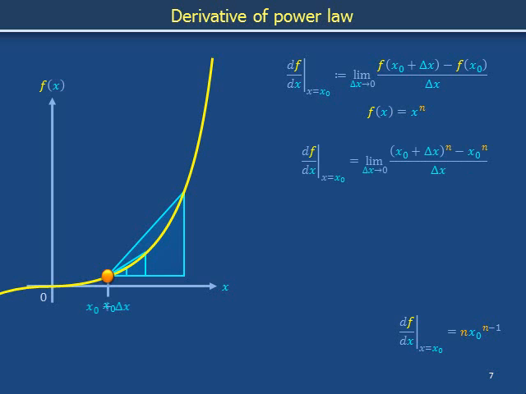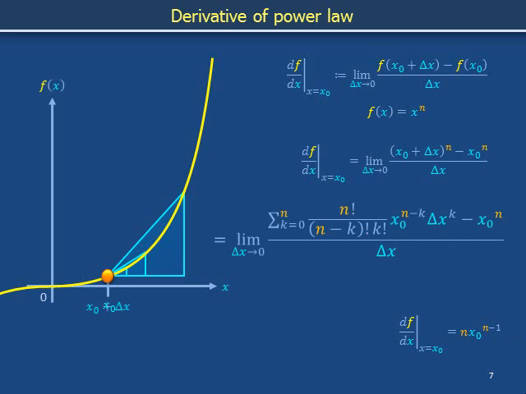Substitute the association rule f of x equals x to the n into the definition of the derivative to get df dx at x equals x naught equals the limit as delta x approaches 0 of the fraction with numerator x naught plus delta x, that quantity taken to the n power, minus x naught to the n, over the denominator, delta x. Using the binomial theorem, the term x naught plus delta x quantity to the n can be written out as the sum from k equals 0 to n of n factorial over n minus k factorial times x naught to the n minus k power times the kth power of delta x.